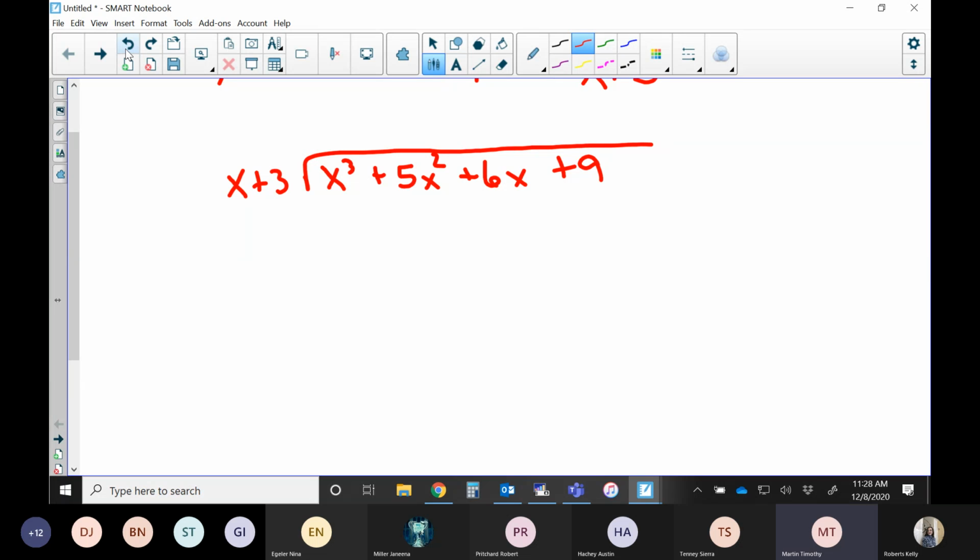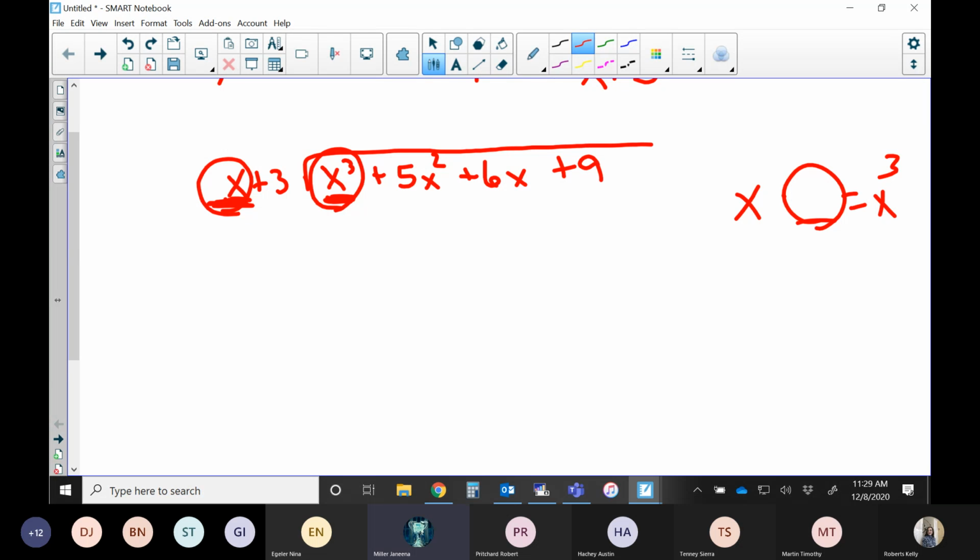So here's what we do. I need to make x become x cubed. We always make the first part of this one become the first part of that one. So in my head I'm thinking, x times what equals x cubed. So I'm taking the first one and I'm making it become that. And what is the missing piece? X times what? X squared. So x squared is what I'm going to need in order to make that.